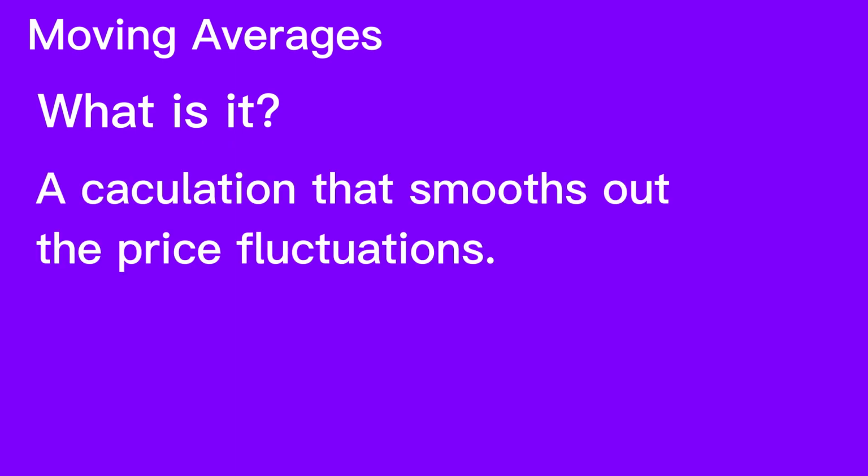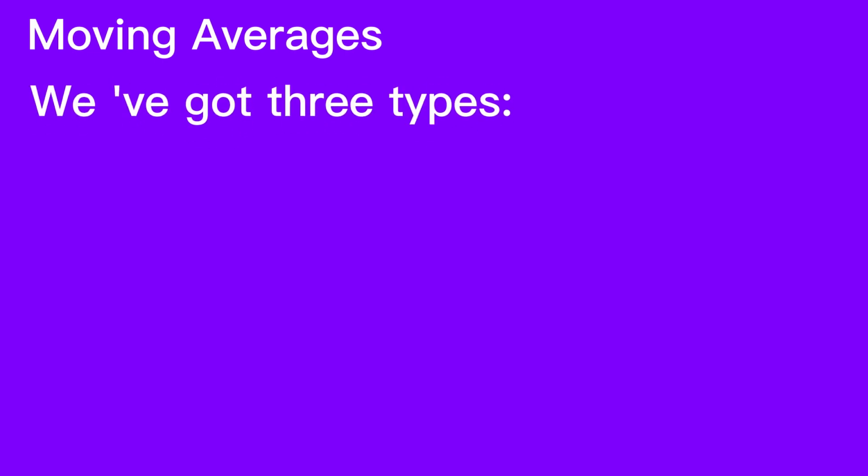So, let's get started. First off, what exactly is a moving average? Well, it's a calculation that helps smooth out price data over a specific period of time. It enables traders to identify trends and potential entry or exit points in the market. There are three main types of moving averages we'll cover today.